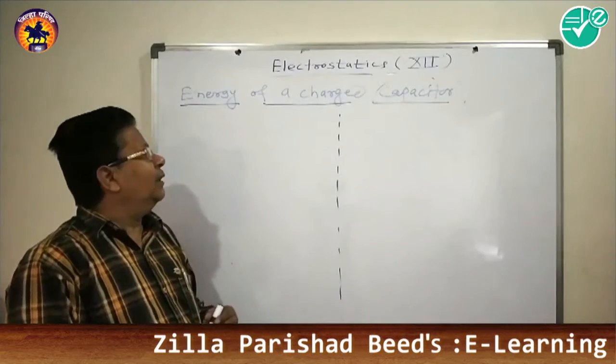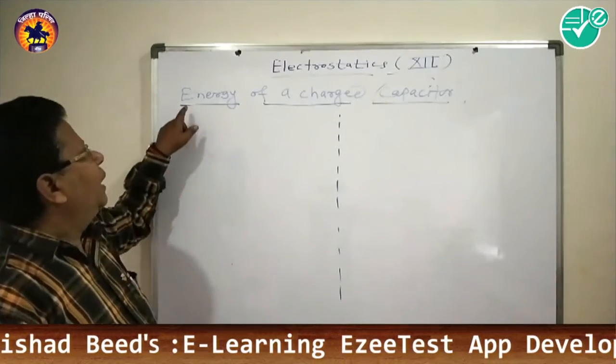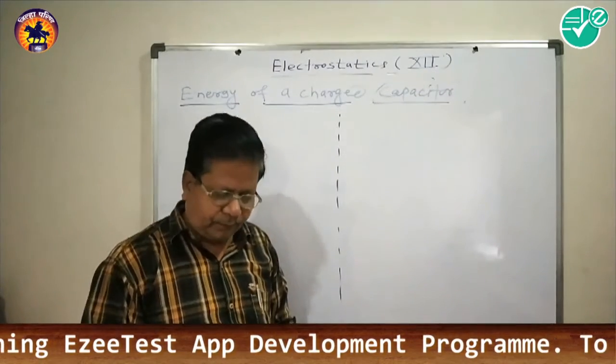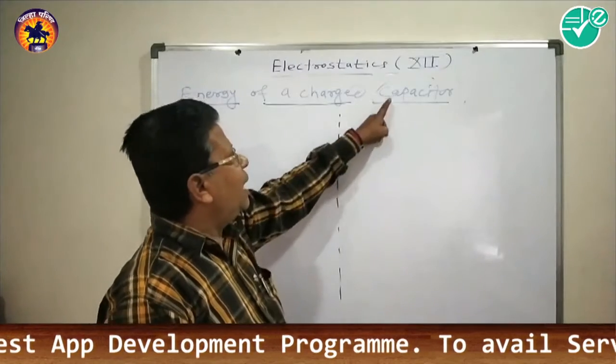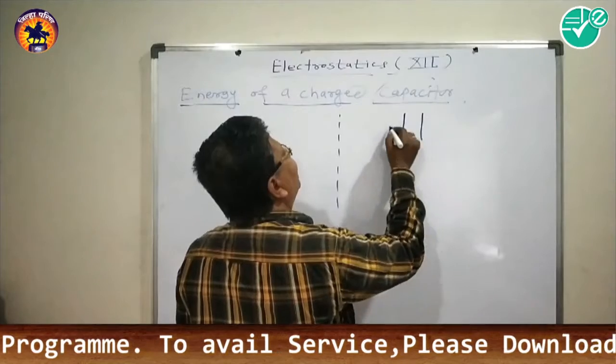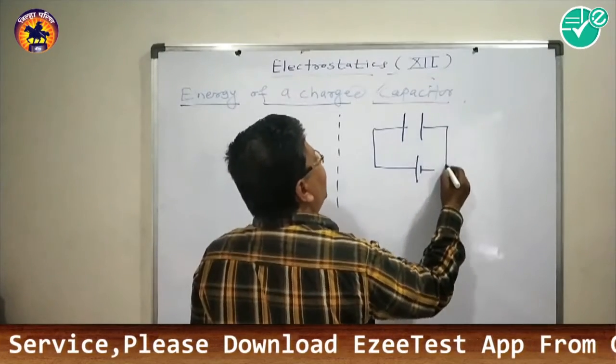So the next article is energy of a charged capacitor. In order to charge a capacitor, this capacitor is connected to a DC source such as a battery.